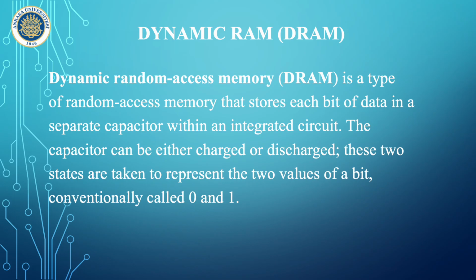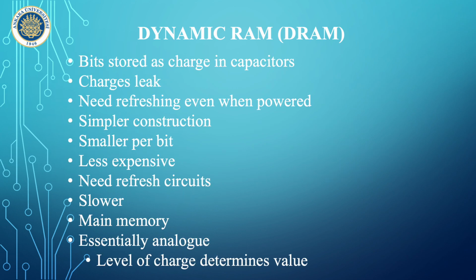Dynamic random access memory stores each bit as an electrical charge in a capacitor. A charged capacitor represents 1, while a discharged capacitor represents a 0. However, the stored charge gradually leaks away, so DRAM must be refreshed thousands of times per second, even while powered. It's simpler and cheaper than SRAM, but slower. That's why it's used as main memory, where capacity matters more than speed.